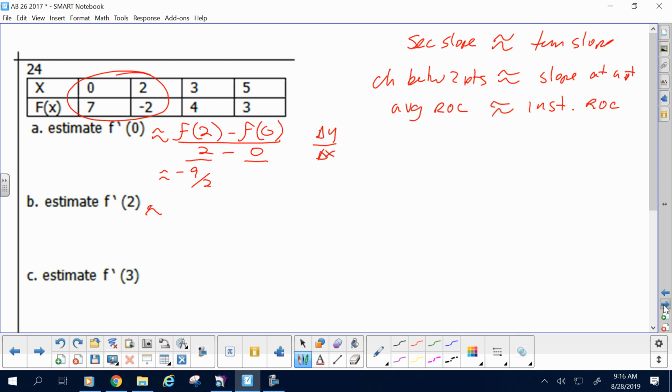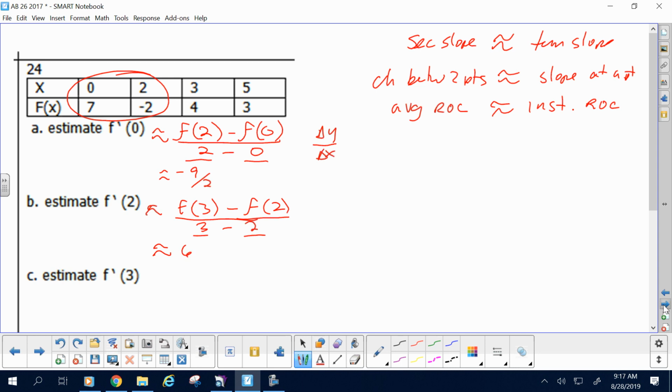All right. Again, estimating using change between two points, which is the secant slope, estimating tangent slope. If I want to estimate at 2, what two points are as close to 2 as possible? 3 and 2. Well, 2 is obviously as close as you can get. If you can use 2, use 2. How do you decide between 0 on one side or 3 on the other? Yeah, which one's closer? 0 is 2 units away from what I want. 3 is 1 unit away, so I should use 3. So 3 and 2, 3 and 2. And so that's something like 6 over 1.